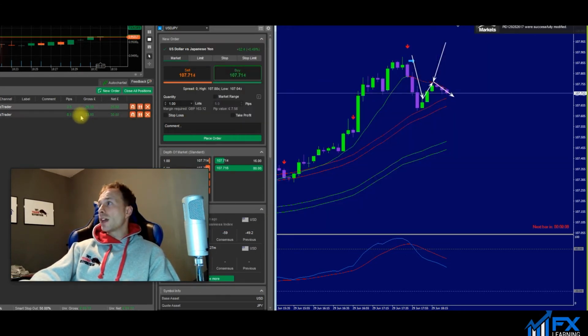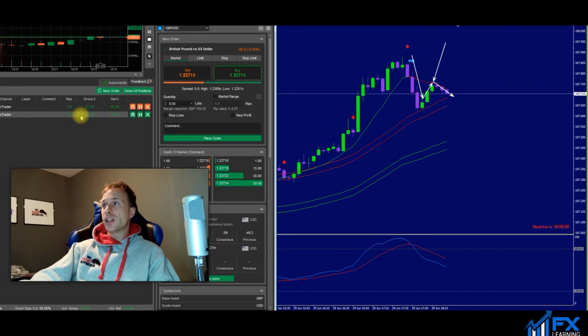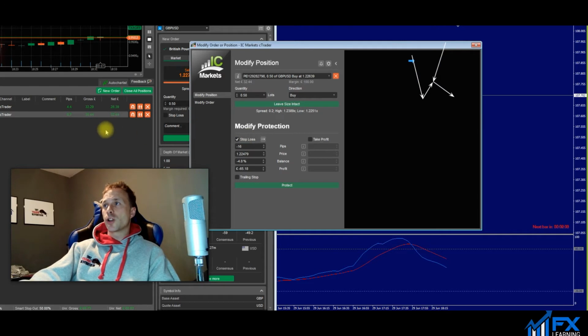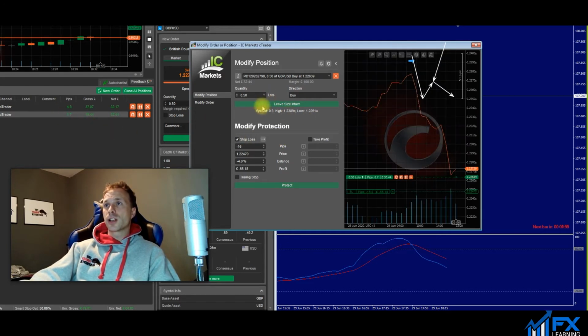Now, GBPUSD is slowly climbing up. So what I might do, everyone, is close off half of this position now. I'm just going to close off and see what happens.